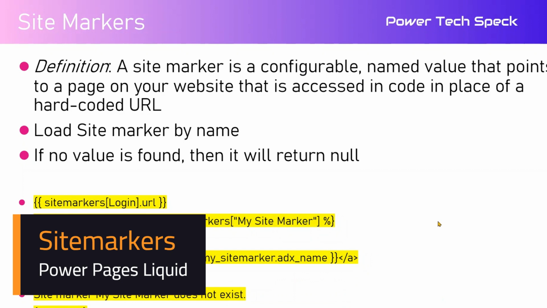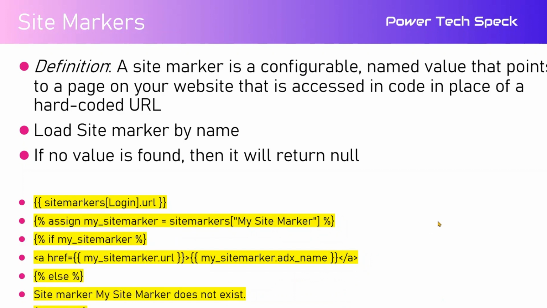In this video, I'll be talking about site markers and how to extract the site markers in Power Pages using Liquid language. Now, what is a site marker? A site marker is basically a configurable named value that points to a specific page on your website that can be accessed in code in place of a hard-coded URL. So instead of specifying the URL directly for a specific page, you specify the site marker, and in turn, the site marker can render the content on the page.